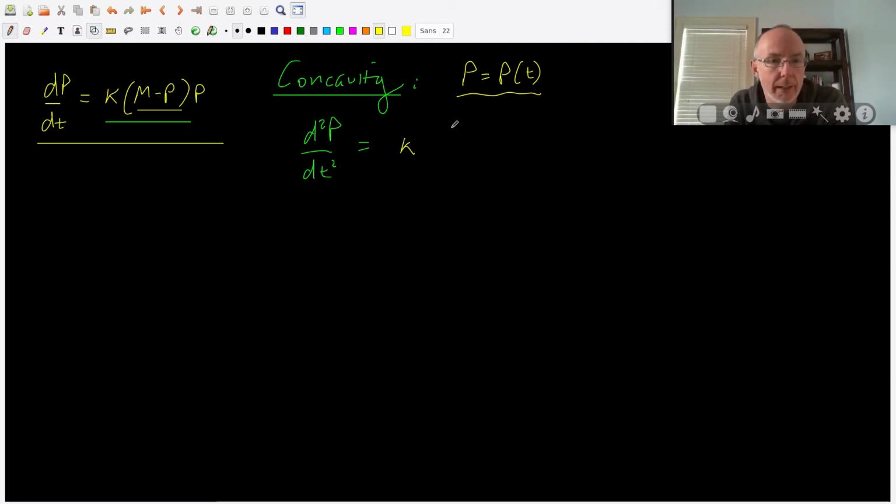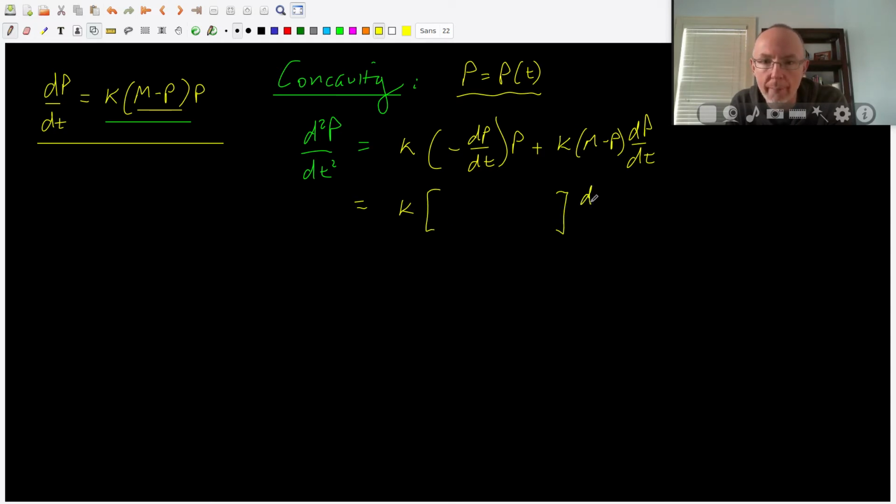I'm going to differentiate that with respect to p and use the product rule. Sorry, with respect to t. So we're going to get minus dp dt multiplied by p, and then the other term is when we hold the m minus p constant and we multiply by the derivative of p with respect to t, which is dp dt. And so we have a common factor. I'm going to pull the k out. We have a common factor of dp dt. I'm going to pull that out. So there's a dp dt in both terms. There it is.